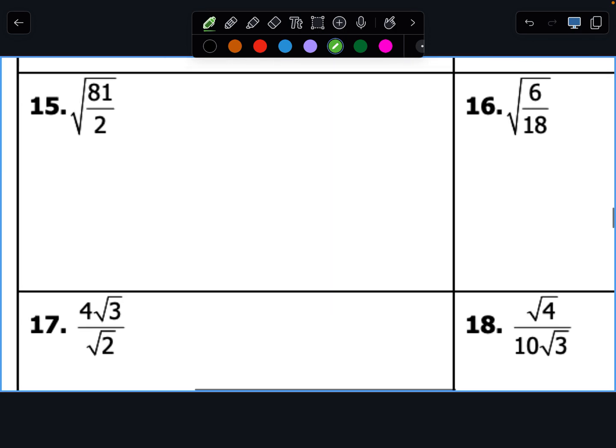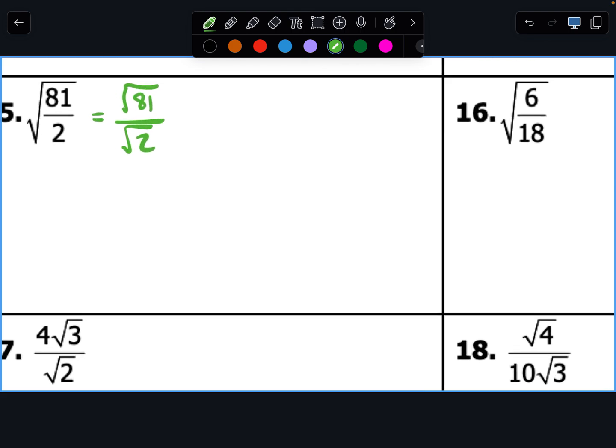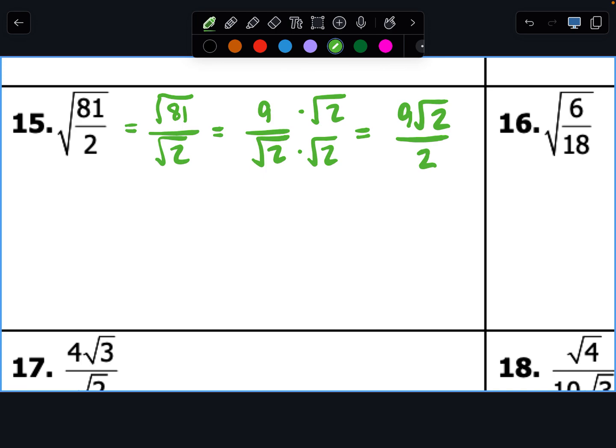Okay, number 15. I'm going to break this apart first. This is the same thing as square root of 81 over the square root of 2. You don't have to do this, but okay. Now, this one I could go ahead and take the square root on top. Let's go ahead and do that so we have it. 9 over root 2. Now, in order to rationalize my denominator, what do I need to multiply by here? Root 2. I'm going a little out of order, but that's just because I saw the 81 on top, and I didn't want to multiply 81 times 2. Okay, nothing to simplify here again.